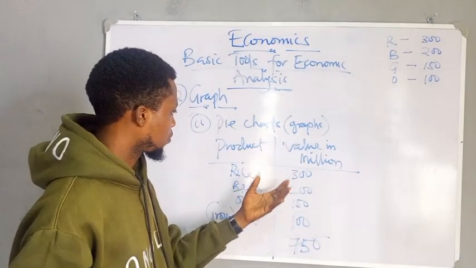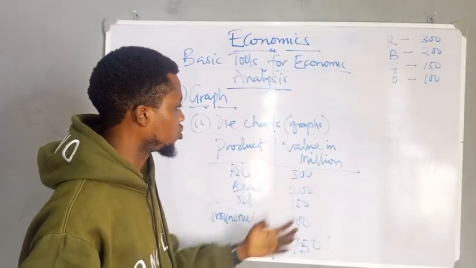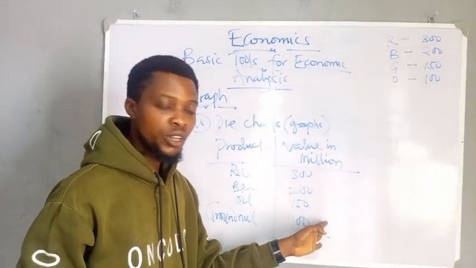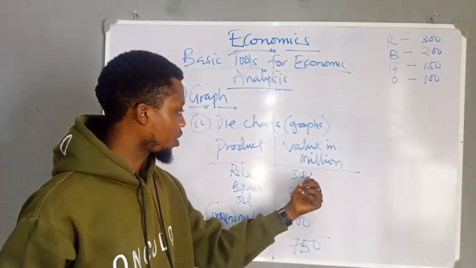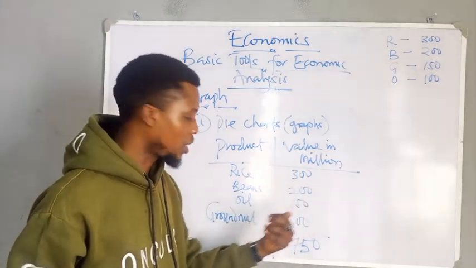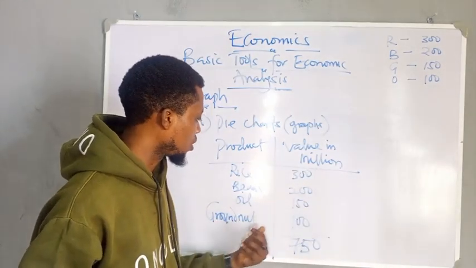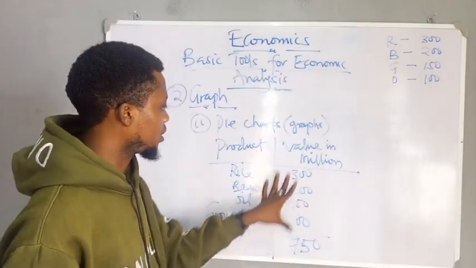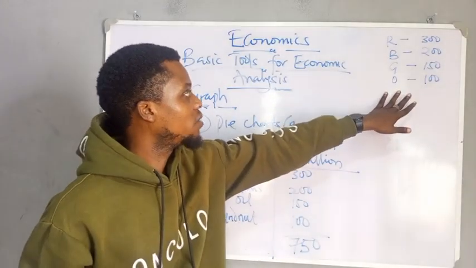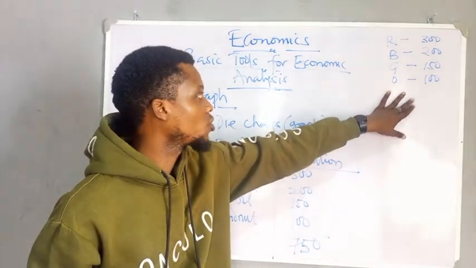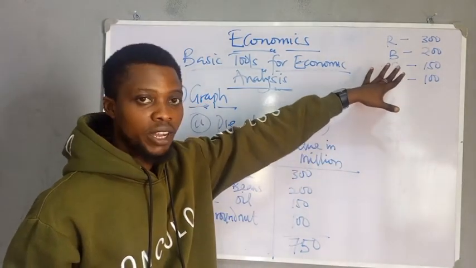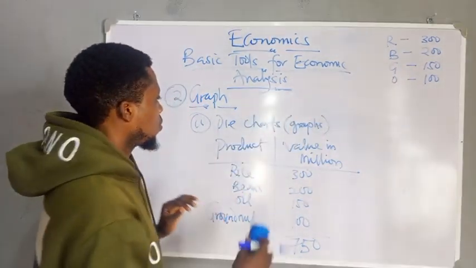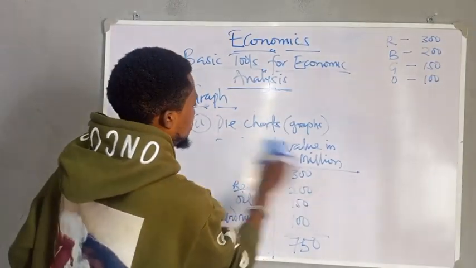This is production of various commodities in Nigeria, and this is their value in millions. Rice we have 300 million, beans we have 200 million, oil we have 150 million, groundnut we have 100 million. I'm going to wipe this off so that we can solve this. Meanwhile, I've extracted the figures so that we can work with them.